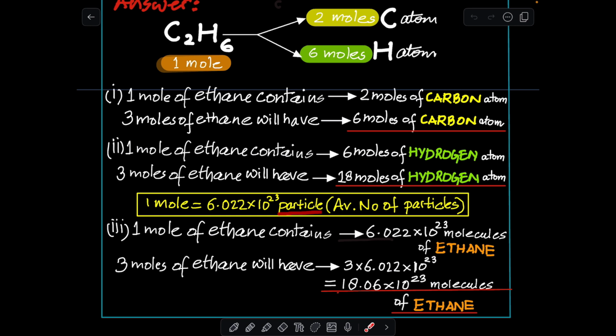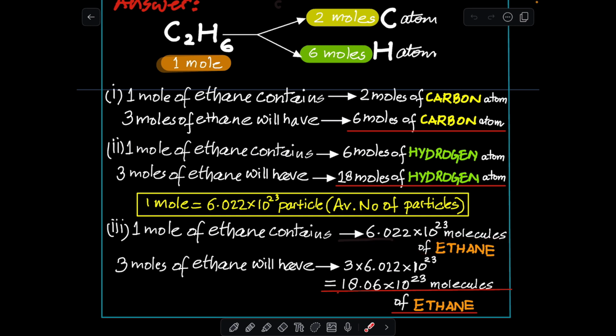If we are doing it for a compound or a molecule, these particles will be molecules. And if we are doing it for, suppose, an electron, then these particles will be electrons. Okay. So now for the third part, 1 mole of ethane contains what? Avogadro's number of molecules of ethane. You know that 1 mole is equal to Avogadro's number of particles. Therefore, 1 mole of ethane will have how many ethane molecules? Avogadro's number of ethane molecules.